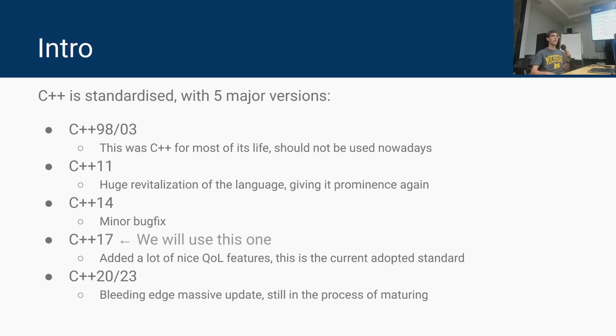And so that's what our CIS 200 here is based off, 11, the textbook, if you actually read it. They don't really teach it that much, though. 14 was a minor bug fix. 17 added a ton of quality of life features, which is why I really like it. And it's still really standard.